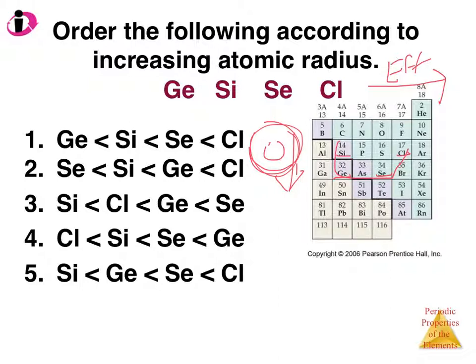So the larger two are going to be germanium and selenium. If we are looking at this row, trying to figure out which of those two is going to be the larger, germanium is going to have a lower effective nuclear charge and the same shielding as selenium. So germanium is going to be the largest. And there's only one answer here that has germanium being the largest.